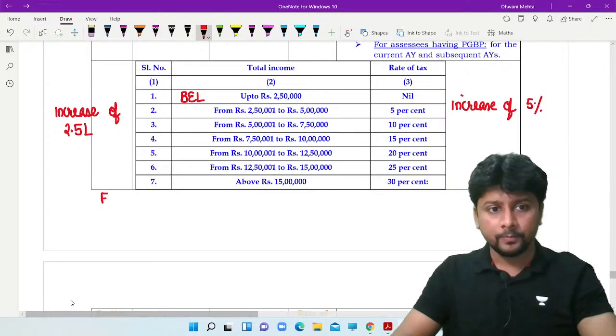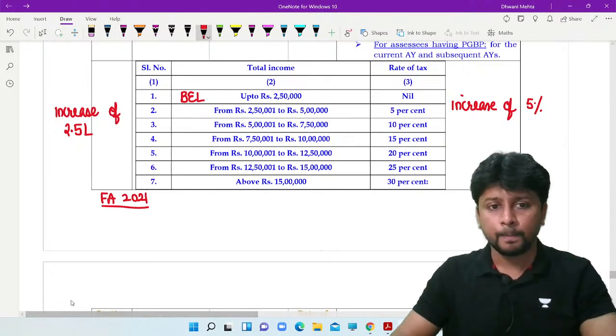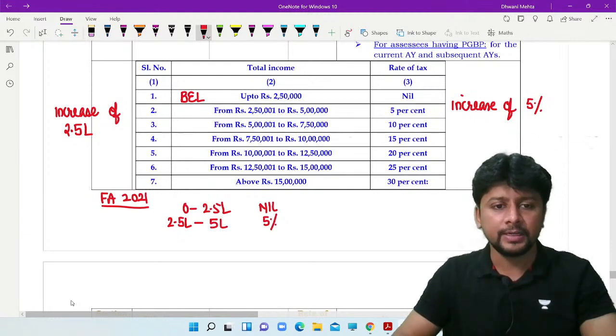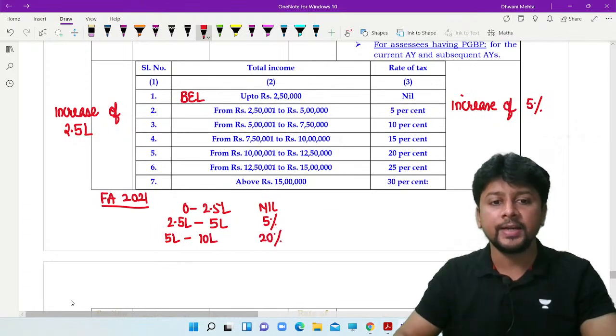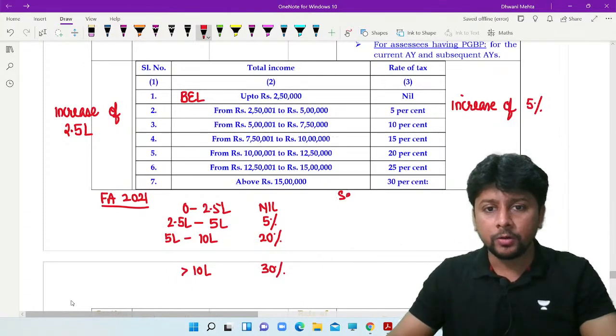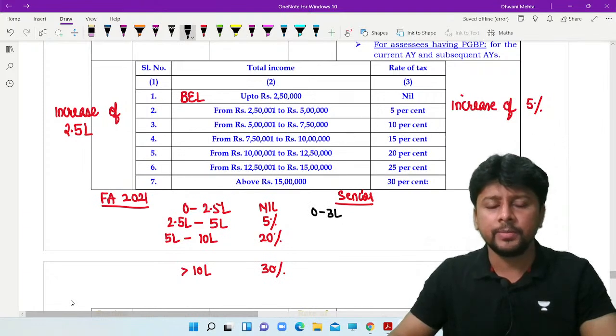So as per Finance Act 2021, my slab rates are 0 to 2,50,000, no tax. From 2,50,000 to 5 lakhs, you pay tax at 5%. From 5 lakhs to 10 lakhs, you directly pay tax at 20%. And any income above 10 lakhs is taxed at 30%. If I am talking about a senior citizen, then this is the same with a slight difference that the basic exemption limit is 3 lakh rupees.